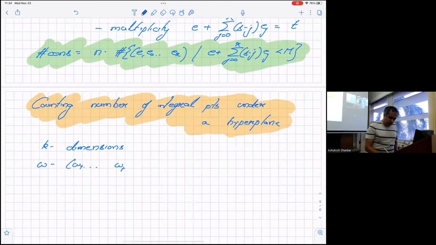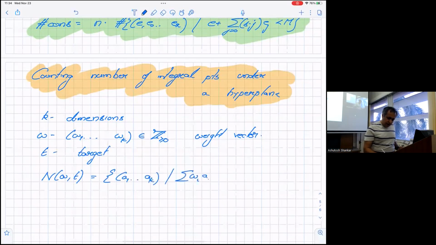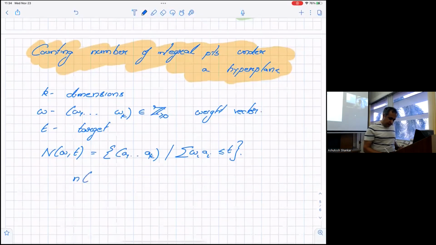W1, W2, ..., Wk. Let's assume these are all non-negative integers. That is the weight vector. And you're given a target T. Let's define N_{W,T} to be the set of all (a1, a2, ..., ak) such that the summation of Wi ai is less than or equal to T. And what we are interested in is N_{W,T}.